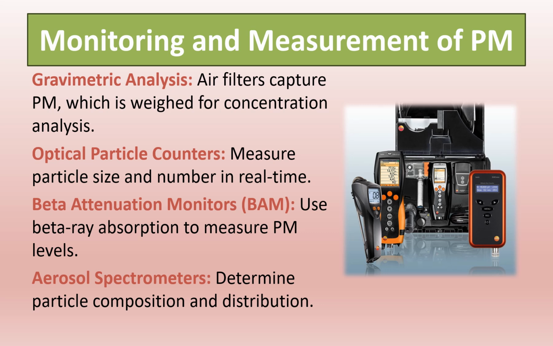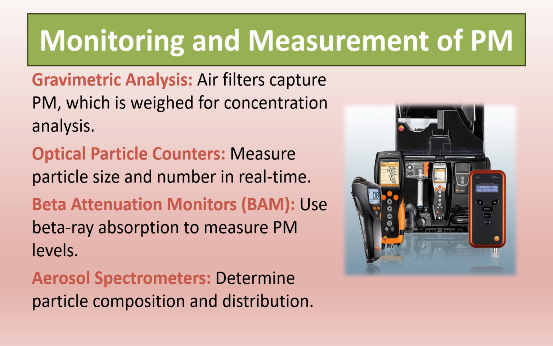To understand the concentration and impact of particulate matter, PM, in the air, various monitoring techniques and tools are used. One common method is gravimetric analysis, where air filters capture PM, which is then weighed to determine the concentration of particles in the air. Optical particle counters are also widely used.